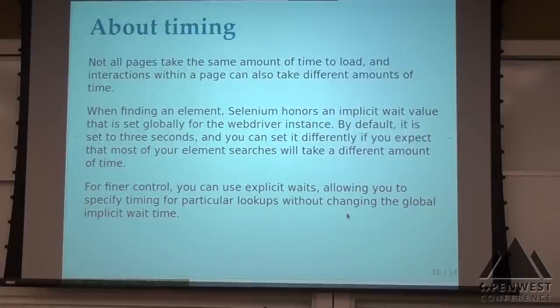And that implicit wait value can be changed. So if you have a lot of pages that you know are going to take a little bit longer, then you can turn it up to 5 seconds or even 30 seconds or whatever you want to set it to. Or you could turn it way down if you're doing performance testing and you want to make sure that everything that you do responds within a second or within half a second. You can do that as well.